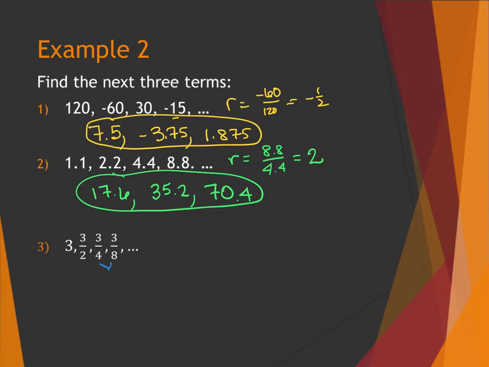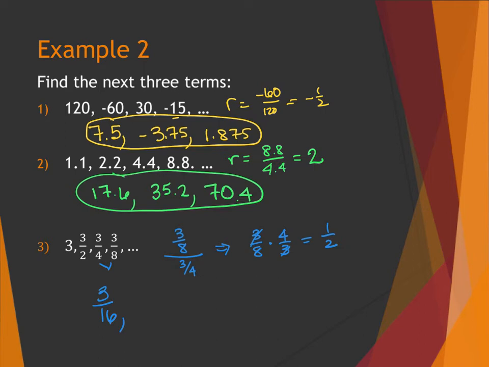Fractions don't scare me. So I'm going to take 3/8 and I'm going to divide that by 3/4. Well, if you remember, 3/8 divided by 3/4 is really the same thing as taking 3/8 and multiplying it by 4/3. So I can see that that's going to give me a common ratio of 1/2.